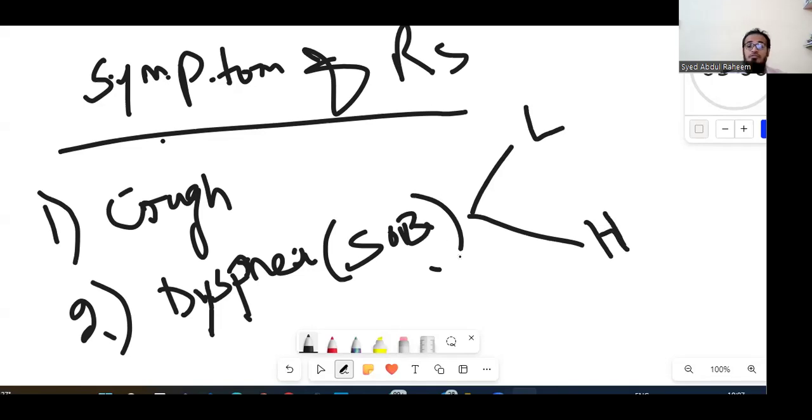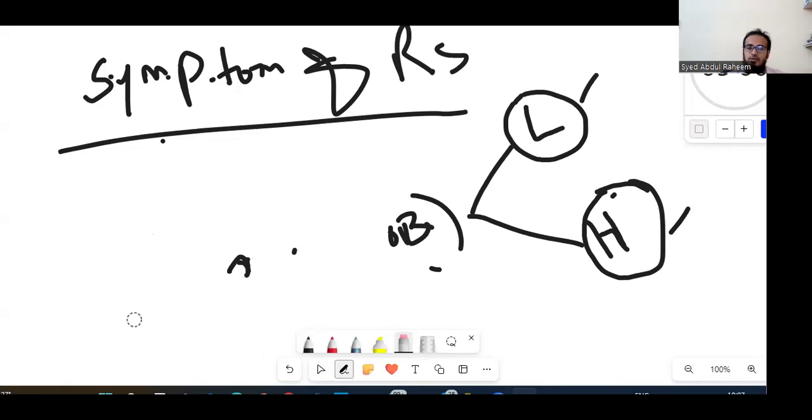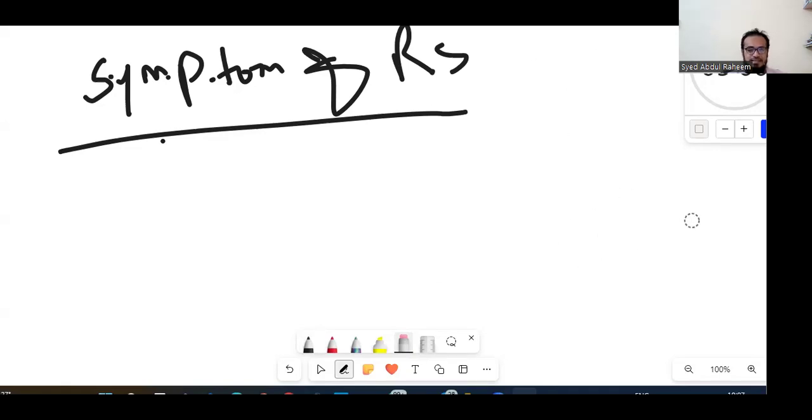So we have to differentiate between both of those things. It may be due to the lungs or due to the heart. Most of the time it is the lungs, sometimes it is the heart. The first is cough and the second is dyspnea. Today we will talk only about this type of symptoms, because we have to understand pulmonary system diseases. If we don't know the symptoms, we are unable to treat the patient.